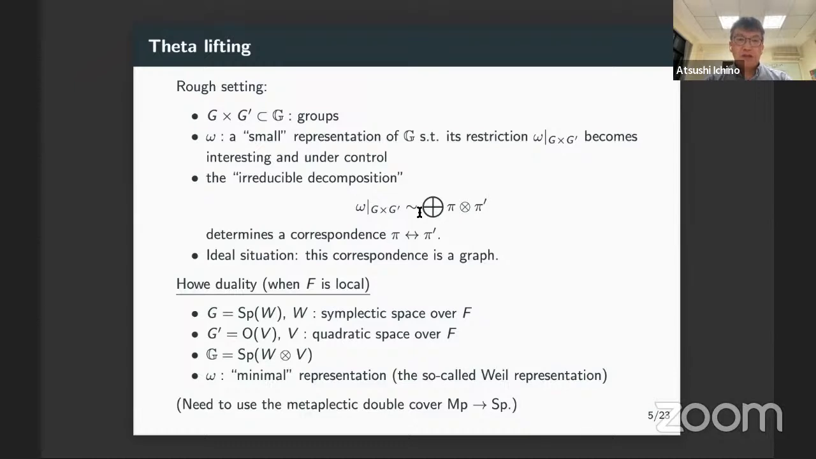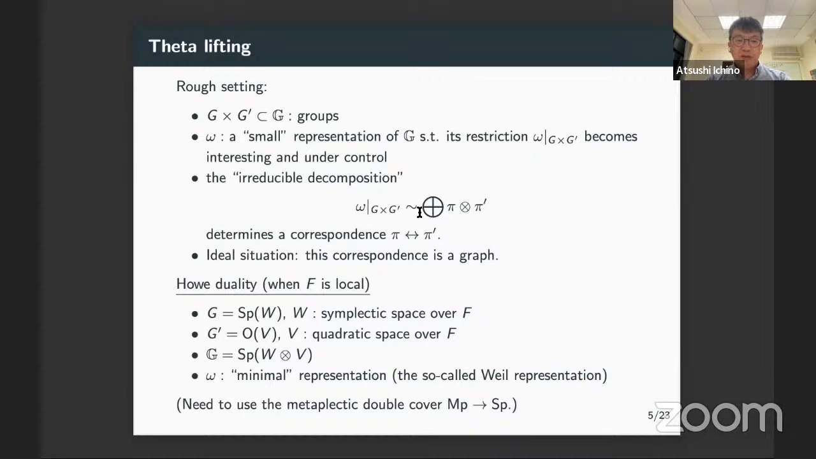Then we can consider the irreducible decomposition of the restriction, and the representation pi tensor pi prime appearing in this restriction should determine a correspondence of representations pi and pi prime. And the ideal situation is that this correspondence becomes a graph. And actually, this is the case for Howe duality in the local setting, which is the following.